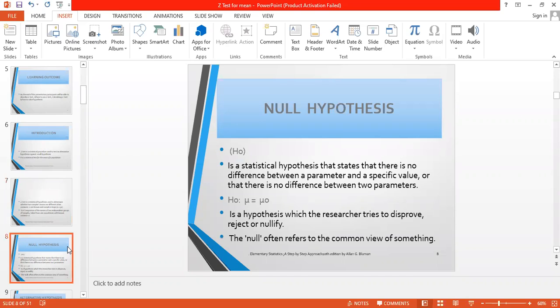First, we clear the concept of null hypothesis and alternative hypothesis because our Z-test is based on these two parameters. Null hypothesis is a statistical hypothesis that states that there is no difference between a parameter and a specific value, or that there is no difference between two parameters. This is how we represent our null hypothesis. It is a hypothesis which the researcher tries to disprove, reject, or nullify. The null often refers to the common view of something.